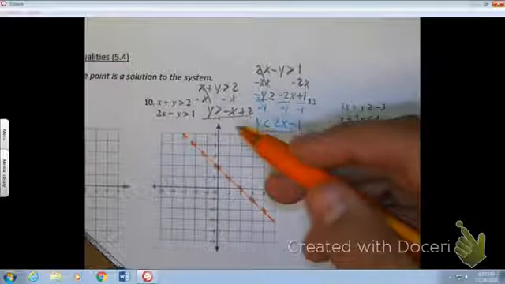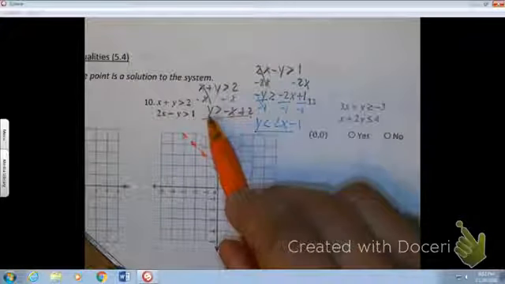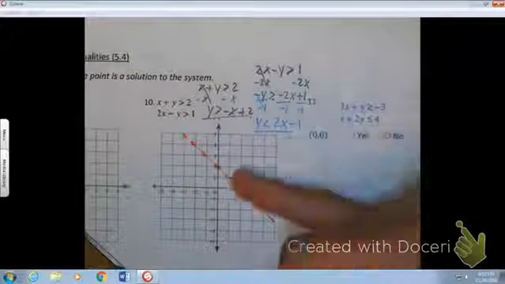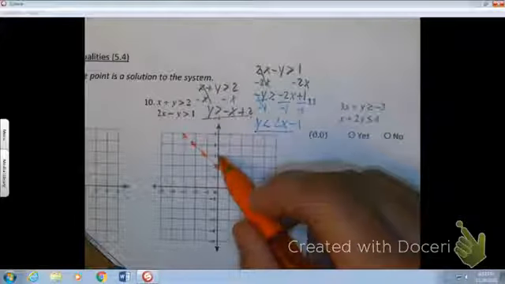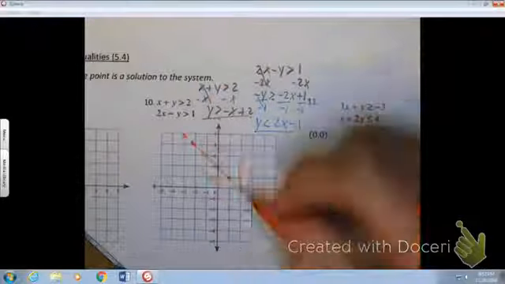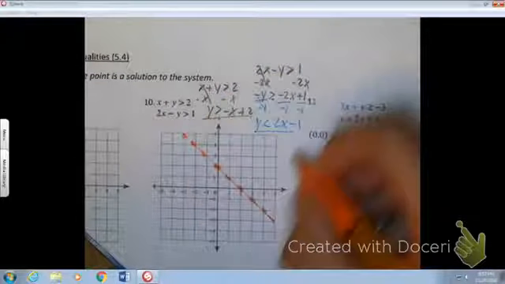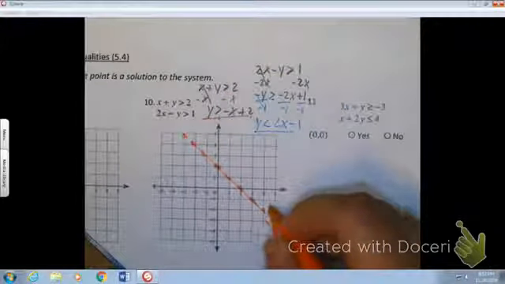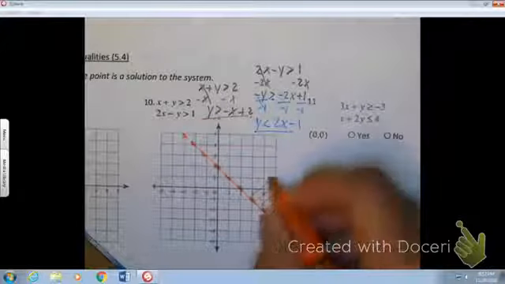And then we want y to be greater than, so we shade anything above because these are the y's that are bigger than, right, in the line. So we're going to color above.